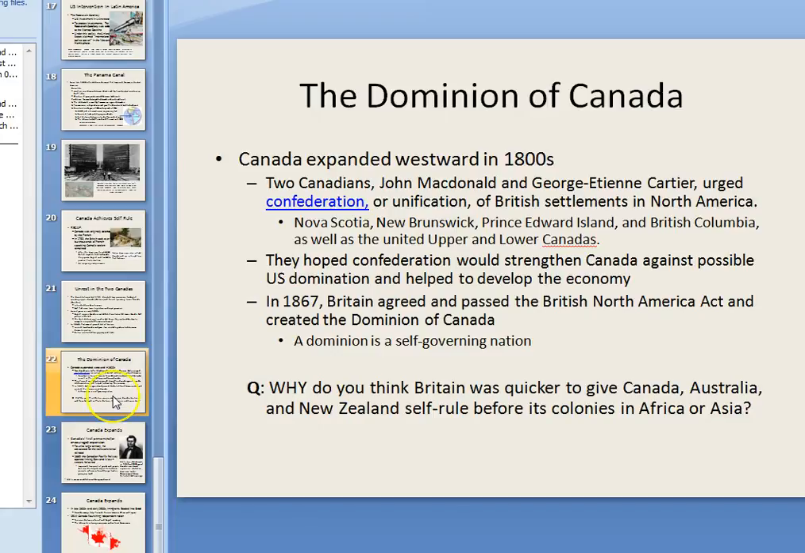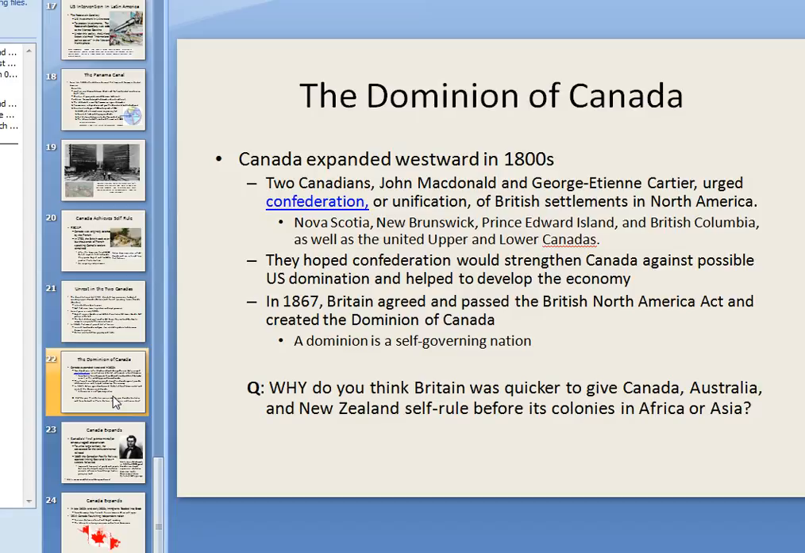So Canada expanded just like the United States westward throughout the 1800s. And two Canadians, John Macdonald and Cartier, urged a confederation or a unification of British settlements in North America. So Nova Scotia, Prince Edward Island, British Columbia, as well as United Upper and Lower Canada. They wanted all of these areas to merge.